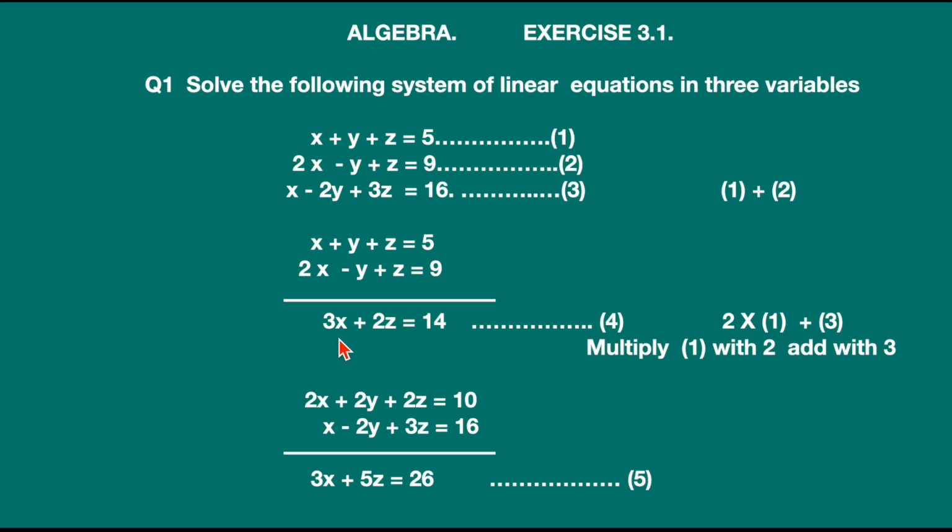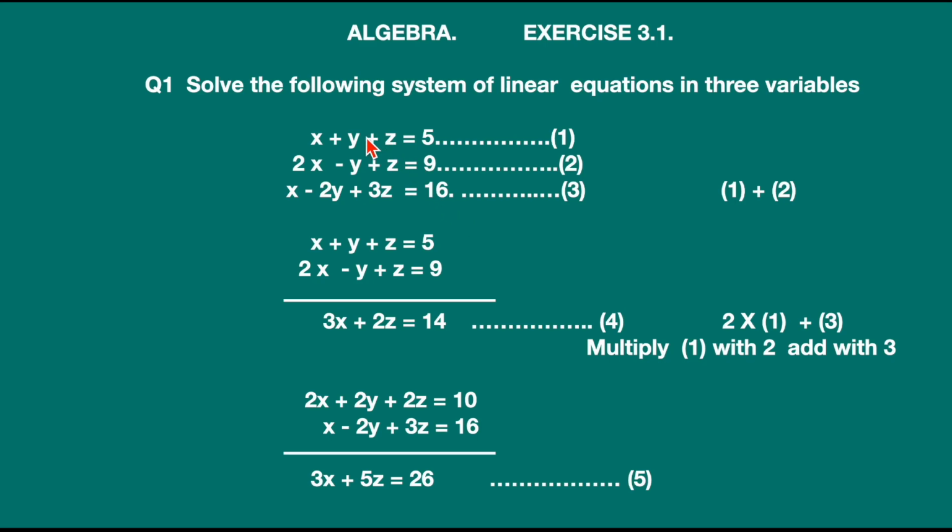Here the variables are only x and z. So now we have got an equation in 2 variables. Now let us try to make another equation with the same 2 variables. Okay, you have to be careful in that. Now let me take the first equation and the third equation.